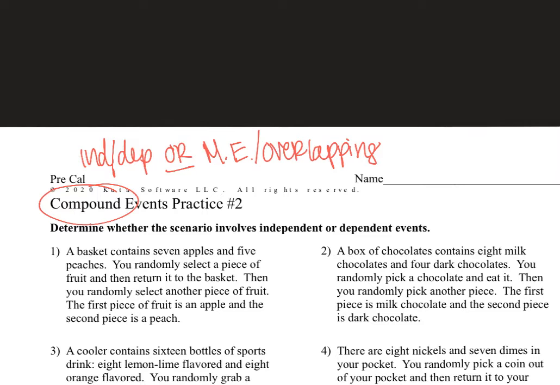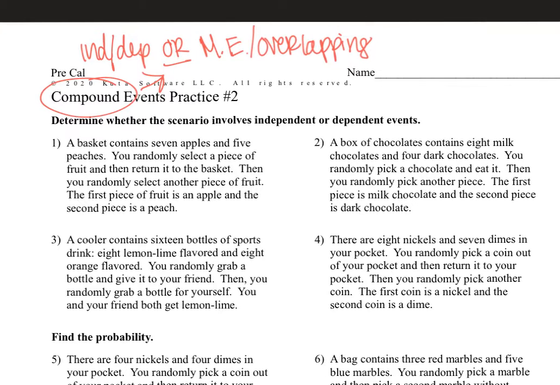Okay. All right. So the first two questions, actually the first four, it says determine whether this scenario involves independent or dependent. Now, it doesn't say to find the probability. All it says is determine whether it's independent or dependent.